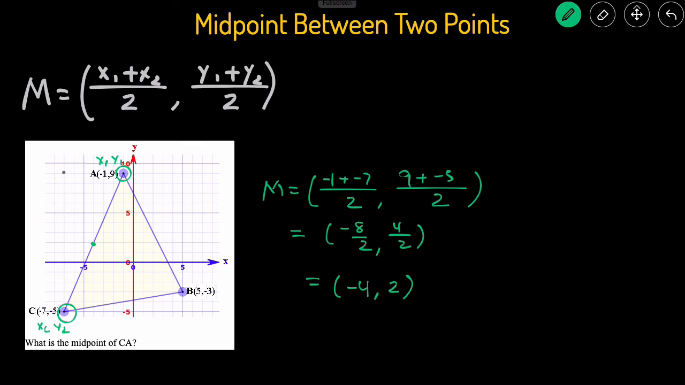And that's how you would figure out the midpoint when you're given 2 points. You would just add the x's divided by 2 to get the x coordinate, and then you add the y's divided by 2 to get the y coordinate.